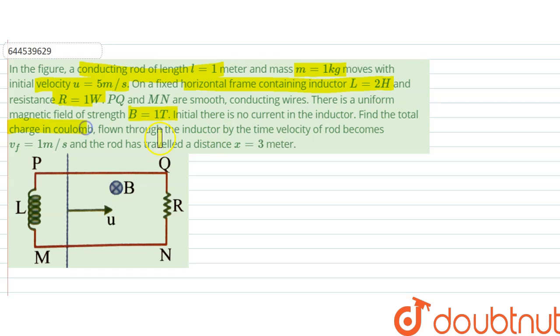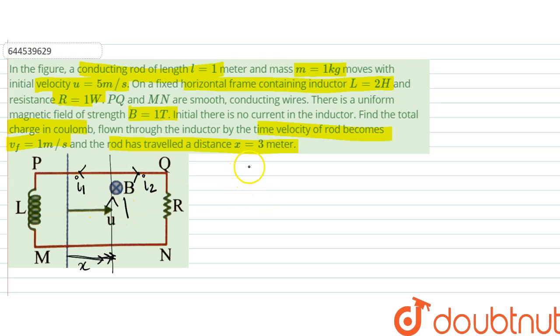Find the total charge in coulomb flown through the inductor by the time velocity of the rod becomes 1 meter per second and the rod has traveled a distance of 3 meters. So when it has traveled a distance x here, it would be somewhere here. So what we could say is that the current passing through this would be I1 here and I2 here, and the total current through this would be I.